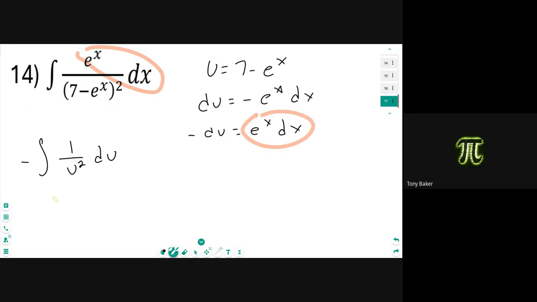So what is the integral of 1 over u squared? So that'd be the same thing as saying u to the negative second. Yeah. Don't plug back in yet. We have to do the integral first. So we're adding 1. So it becomes negative u to the negative first, which is just 1 over u. Now we plug back in.